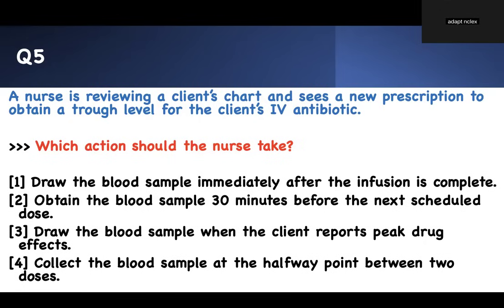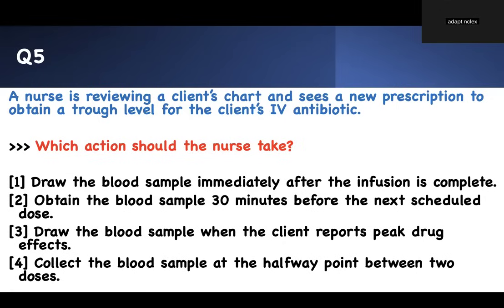Therefore, which one would you pick? Do you draw the sample immediately after the infusion? No, you've given the patient the medication. Obtain the sample 30 minutes before the next dose? Yes, because you've given it to them, the medication has come down all the way. Now, on the next dose, 30 minutes before you give the next dose, the medication has been metabolized. So you probably will be having the lowest point of it.